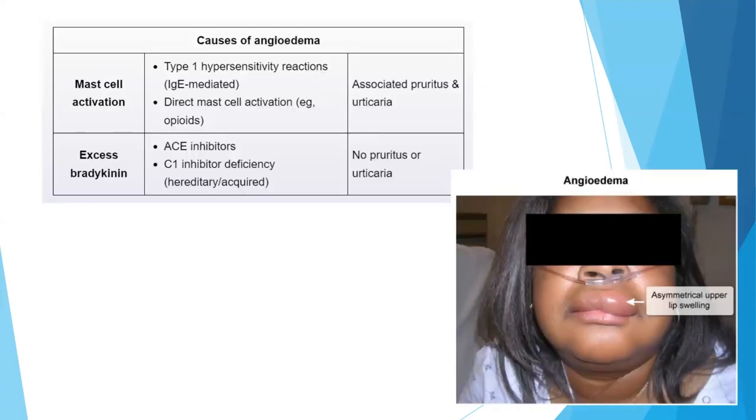So, the causes of angioedema. Mast cell activation causes type 1 hypersensitivity reactions, and it can also lead to associated pruritus and urticaria.